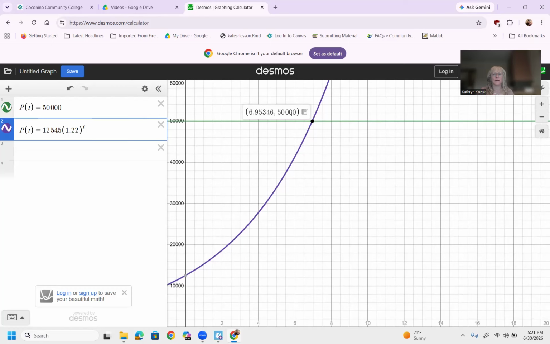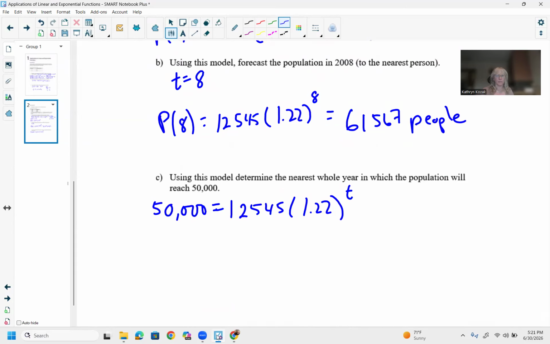At 50,000 it is 6.9 years, or almost 7, 6.95 years. So we can come back here and say from this that t is equal to 6.95 years, which, because they want the nearest whole year, rounds to 7 years. And that means my year is 7 years from 2000, so it's year 2007.